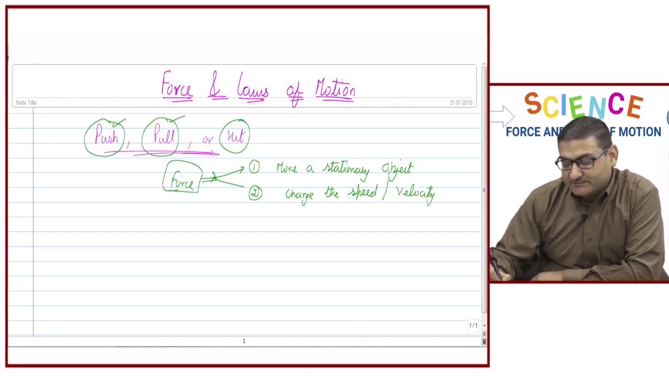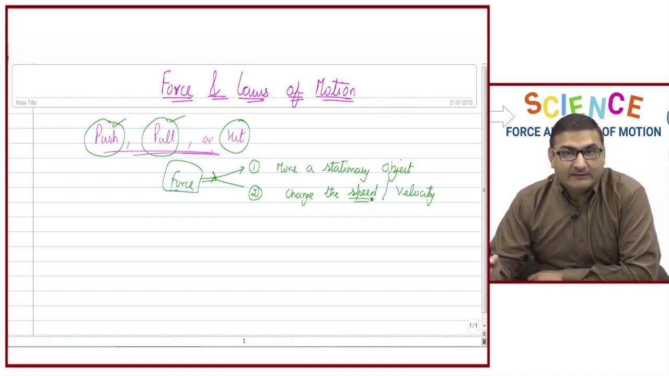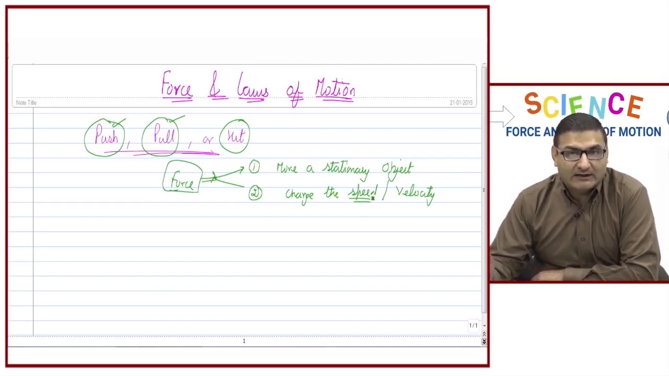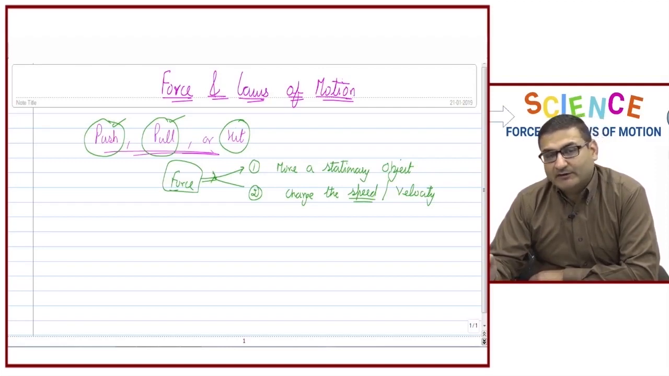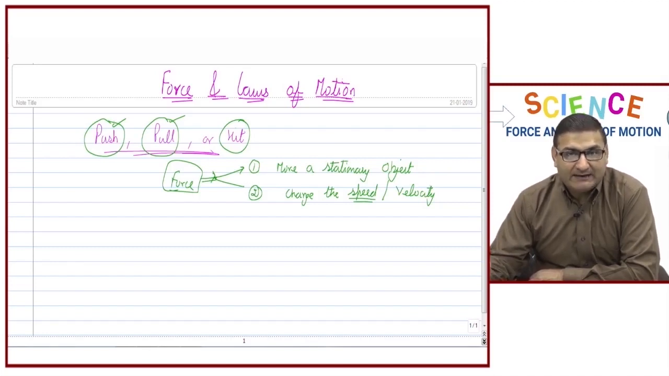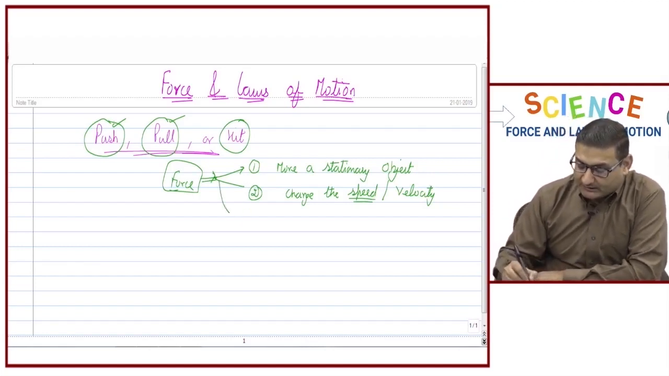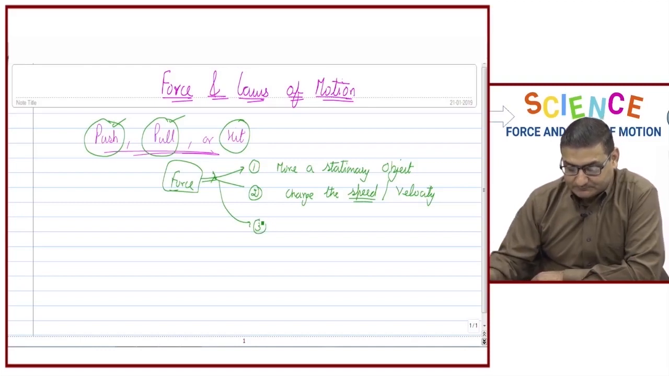It can change the speed, meaning it can change the way the body is moving. If the body is moving at a greater speed, on applying opposite force, it will slow down. Or if the body is moving slowly, then on applying force, it will speed up. Similarly, by applying force, we can also change the direction of the object.